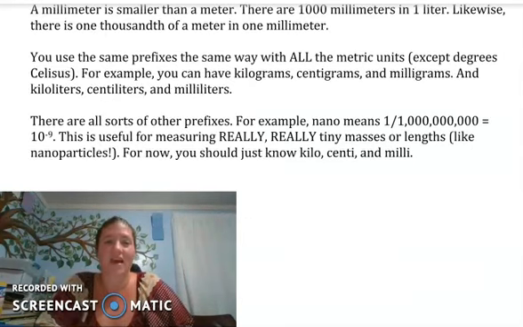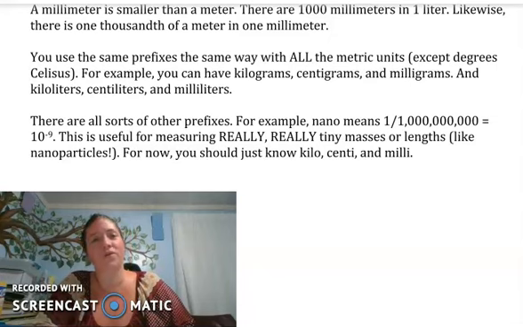Now, all metric units, regardless of what you are looking at, we use the prefixes exactly the same way. We use our milli, centi, and kilo, and they're fairly easy to manipulate. You're not having to learn new terminology. There's not one for volume and then one for length. Now, there are more prefixes.